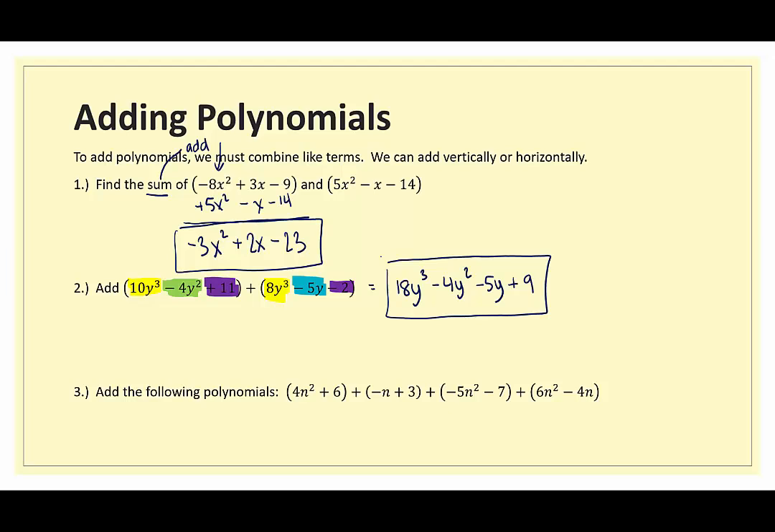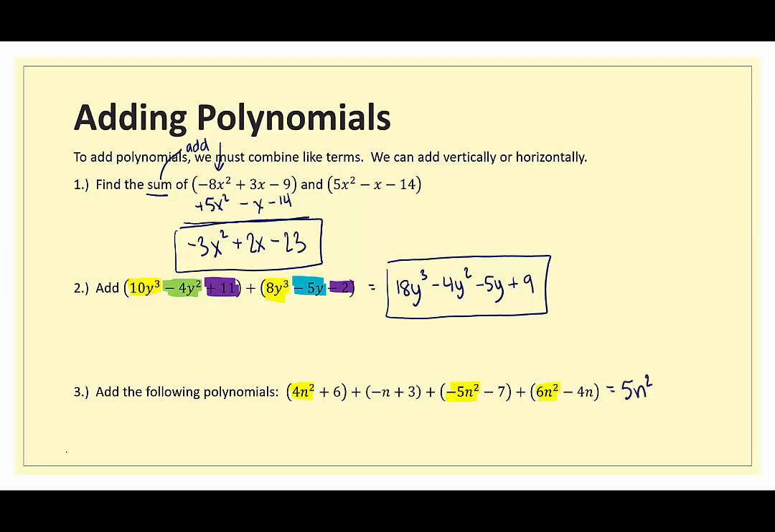In this last example of adding polynomials, this time we have 4 binomials that want to be combined. I'm going to start, largest exponent I see is 2. So I'm going to start with all the n squareds. 4n squared, minus 5n squared and 6n squared. When I go to combine these, again, I focus on the coefficients. I have 4, negative 5, and 6. I'm going to start by adding my positives. 4 and 6 make 10. And then 10 minus 5 makes 5. So it would be 5n squared.